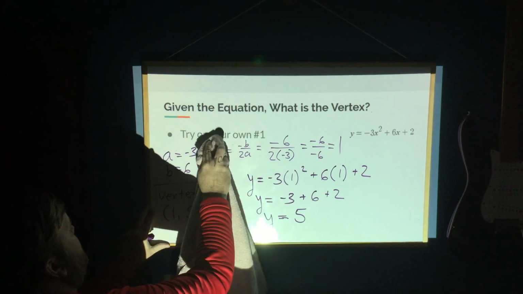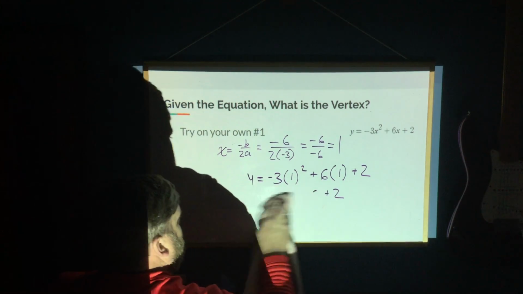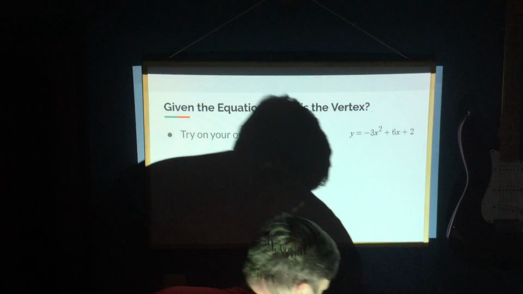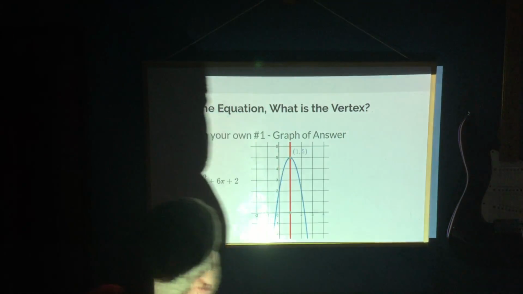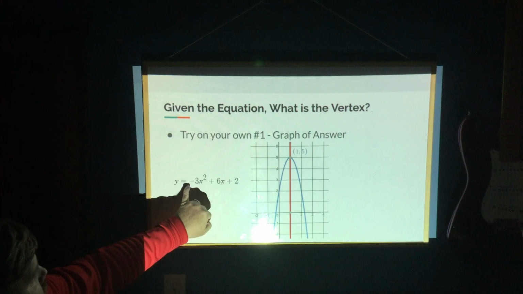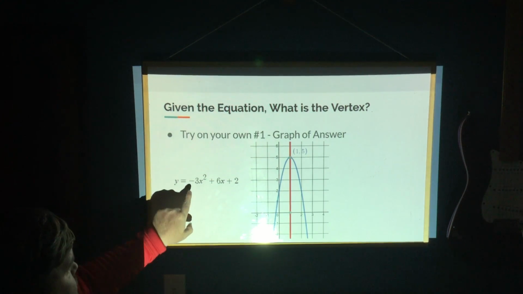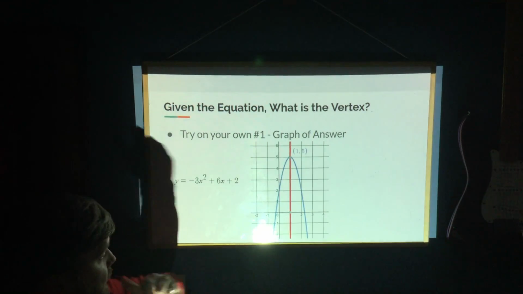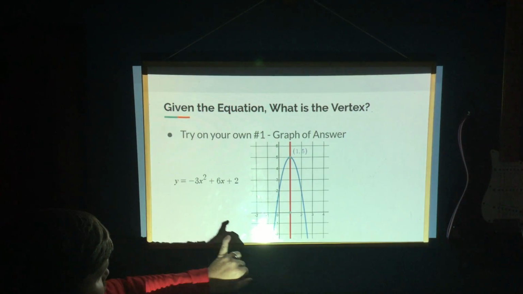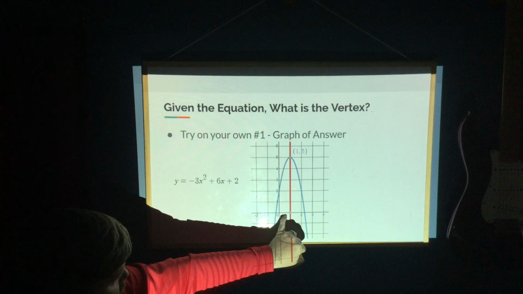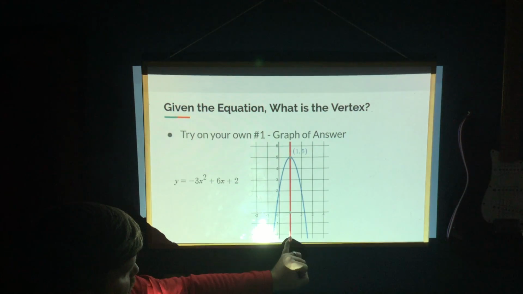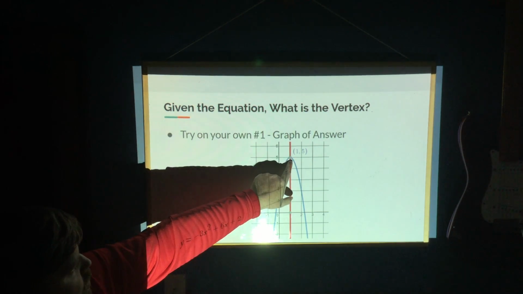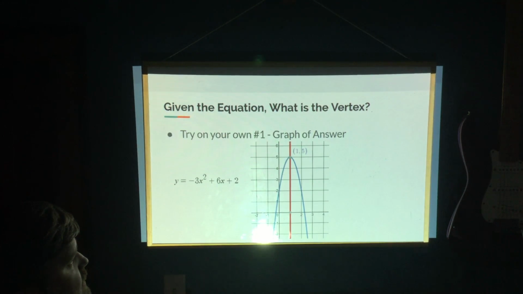Okay, let me erase this and we'll take a look at the graph. Make sure I'm right. Remember from yesterday, A is negative, so you can see that parabola opens down. That's what the graph looks like. There's the origin, so go over 1. X equals 1, and there's the axis of symmetry. And then the point 1, 5 is the vertex.